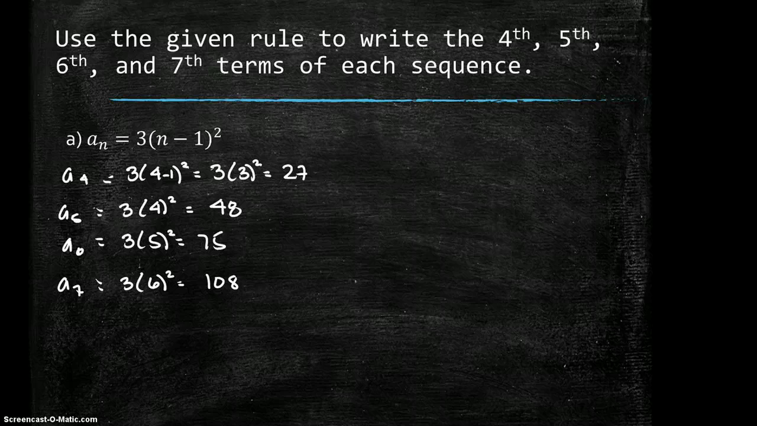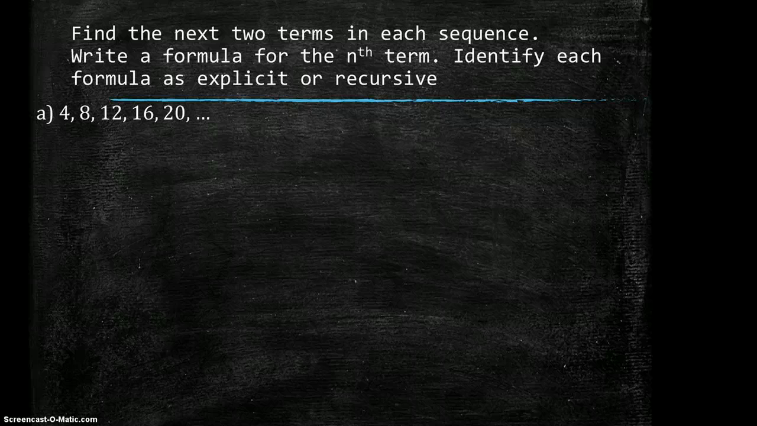Okay, so if you trust my math, just plugging in, and if you didn't show your work, go ahead and press pause now and copy mine. But the 4th term is 27, the 5th term is 48, the 6th term is 75, and the 7th term is 108. Okay, now they would like for us to find the next 2 terms of each sequence. So I have 4, 8, 12, 16, 20. It looks like I'm adding 4 each time. So the next 2 terms would be 24 and then 28.